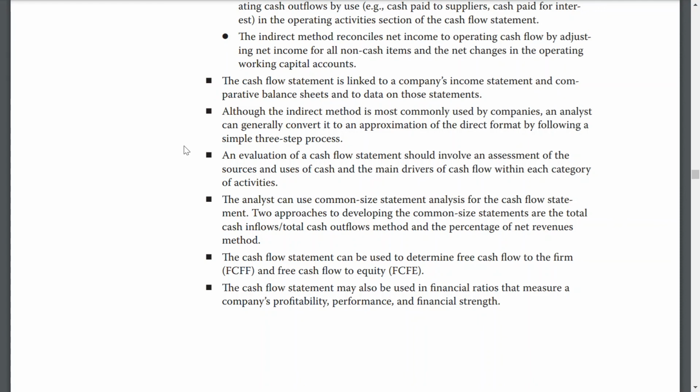The analyst can use common size statement analysis for cash flow statements. Two approaches to developing the common size statements are the total cash inflows and total cash outflows method, and the percentages of net revenues method. The cash flow statements can be used to determine free cash flows to the firm, the FCFF, and free cash flows to equity, the FCFE. The cash flow statement may be used in financial ratios that measure a company's profitability, performance, and financial strength.